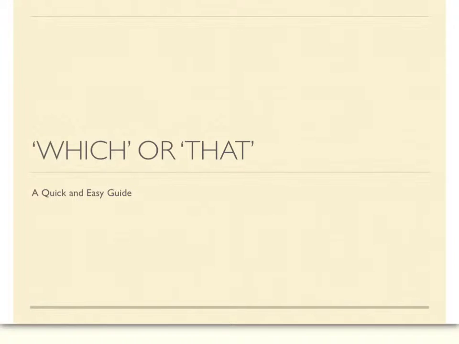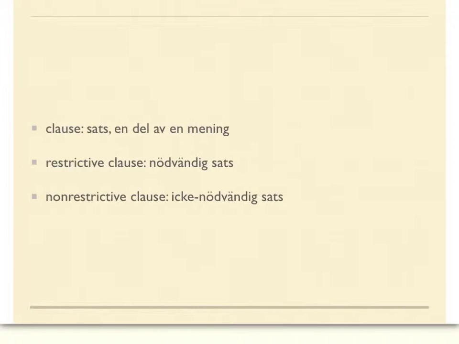Which or that, a quick and easy guide. First a few words here. Clause is sats, eller en del av en mening. A restrictive clause is in Swedish nödvändig sats, eller nödvändig relativsats. A non-restrictive clause is icke-nödvändig sats, eller icke-nödvändig relativsats.